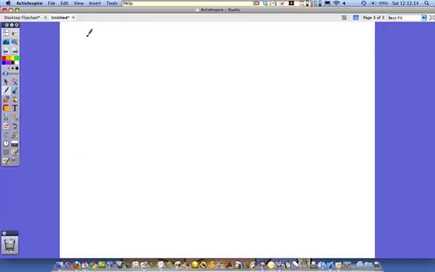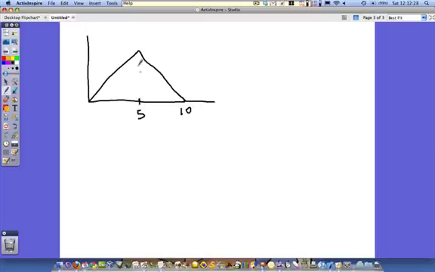Okay, let's go for one more. We'll make this one a little tougher. Let's say this one is a house. Looks like that. Let's say it goes out to 10 units. Halfway is where the peak is. That's equal to 5. How tall does that have to be?